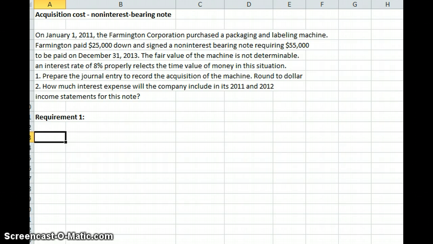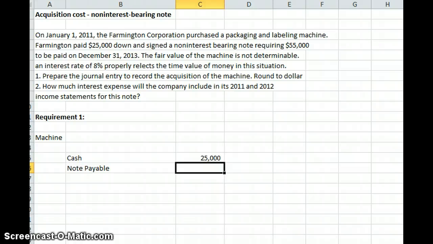Well, first thing, we know we're going to have to do an entry, we know we're going to have to debit the price of our machine. So we're going to have to calculate the price of our machine since the fair value hasn't been given to us. We also know that we're going to be paying cash, and we also know we have a note payable. The couple things that we can determine real easy, we know how much cash we paid down, $25,000. So we're going to have a $25,000 credit to cash.